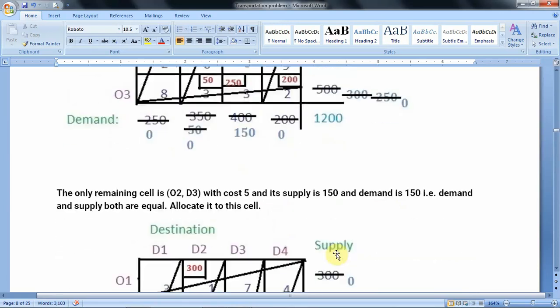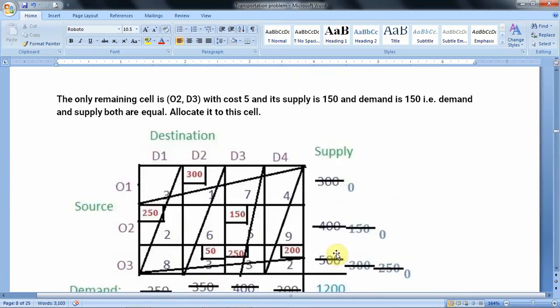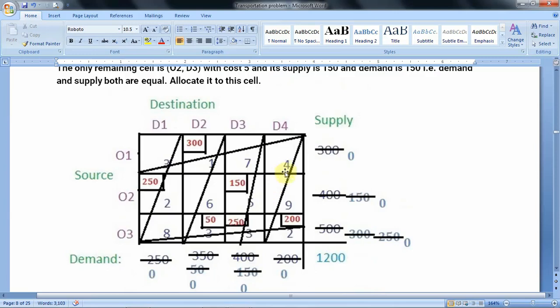Next, the least cost cell value, that is the 5 rupees cell.